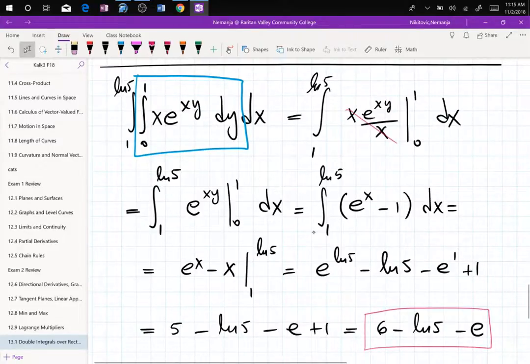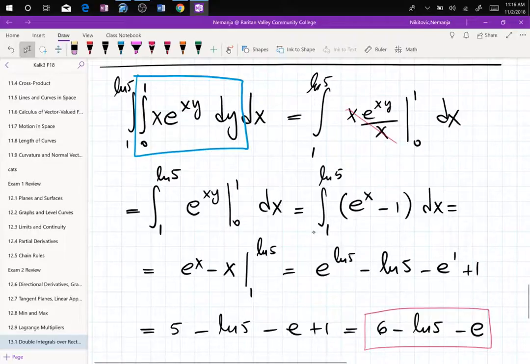I have an integral. The order is dy dx. The inner limits belong to the inner dy. Because the variable on the inner integral is y, I integrate with respect to y. X becomes a constant, so copy x, e to the xy.